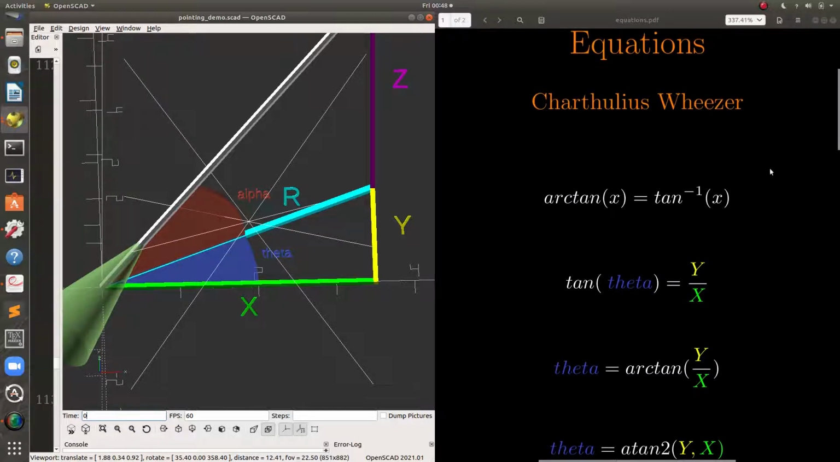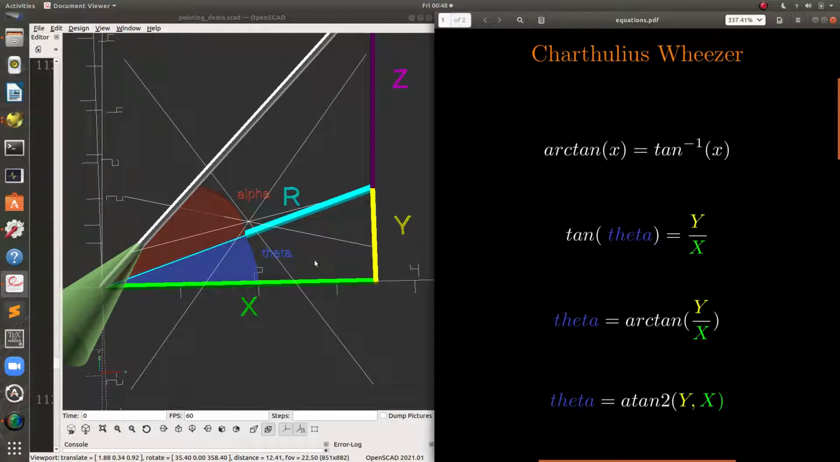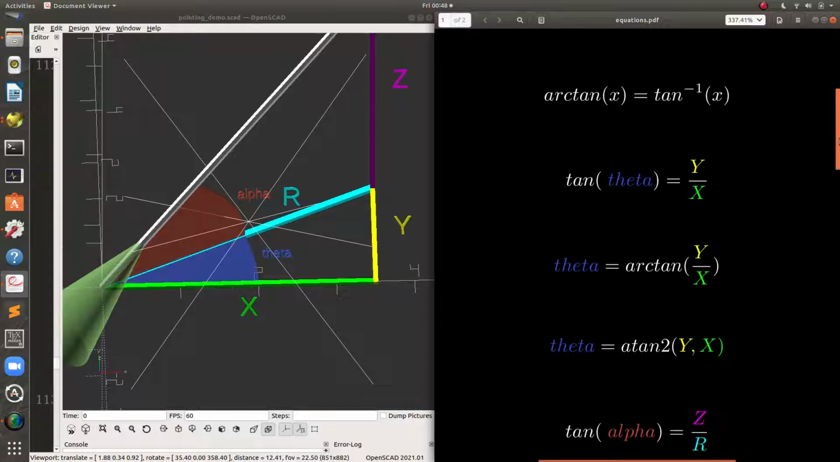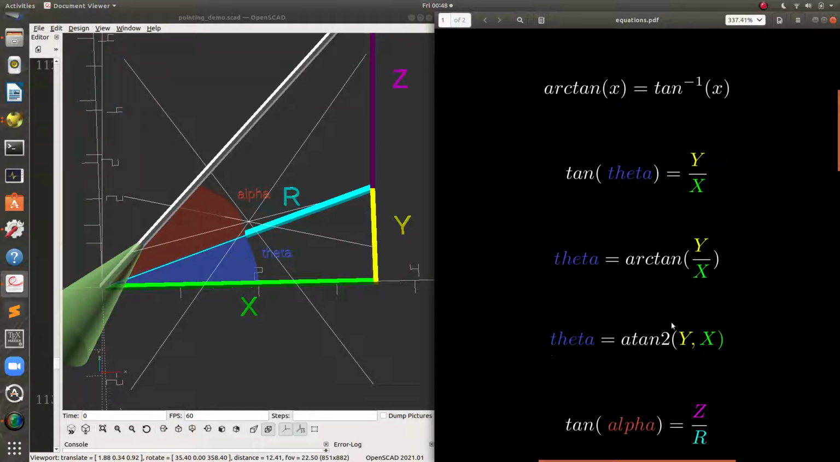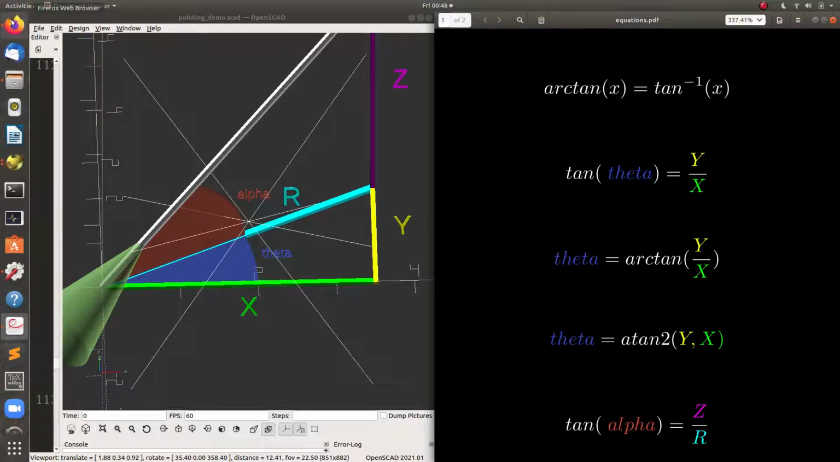So we start by saying we know that the tangent of theta is equivalent to y over x. And so if we take the inverse of this to this side, we can see that theta is equivalent to the arctangent of y over x. And what we're actually going to be doing is using this function atan2, which is arctangent 2. And I'm just going to talk about that briefly because it's important to use arctan2.